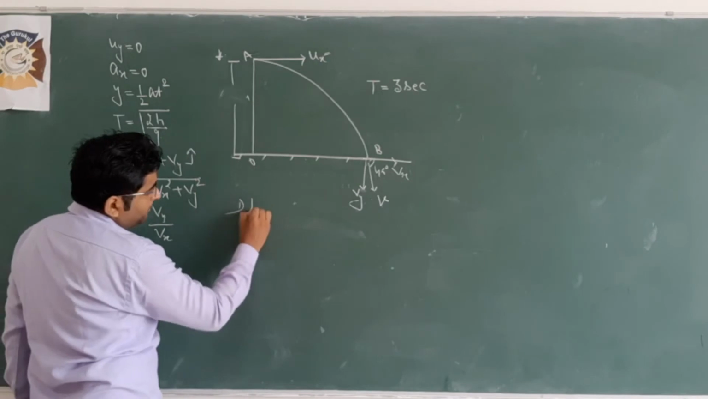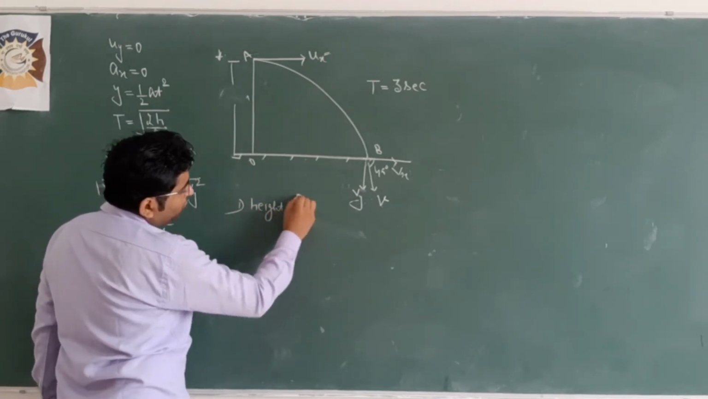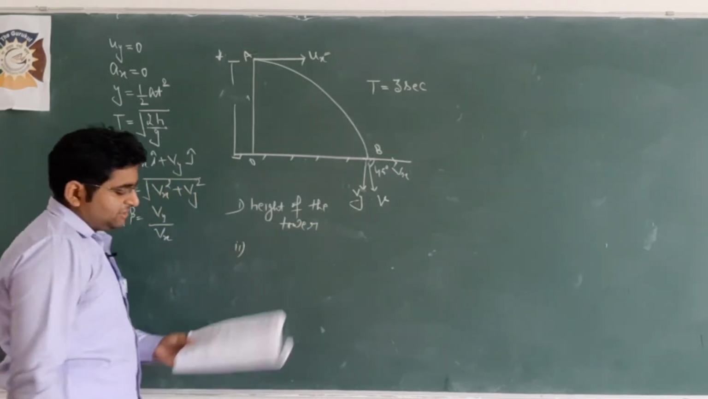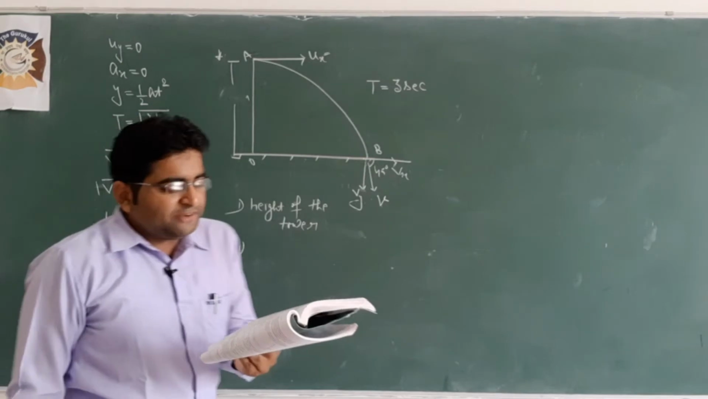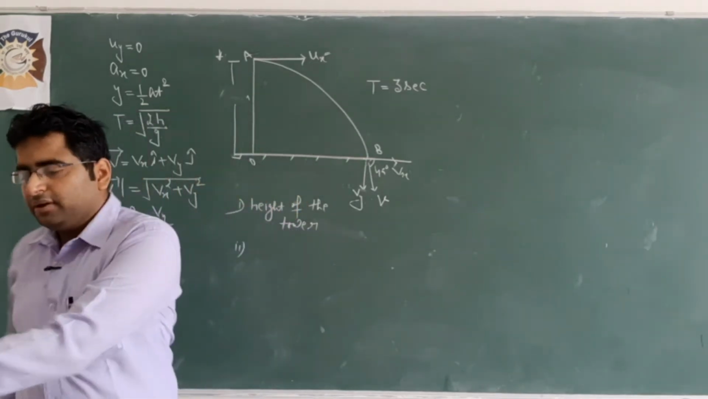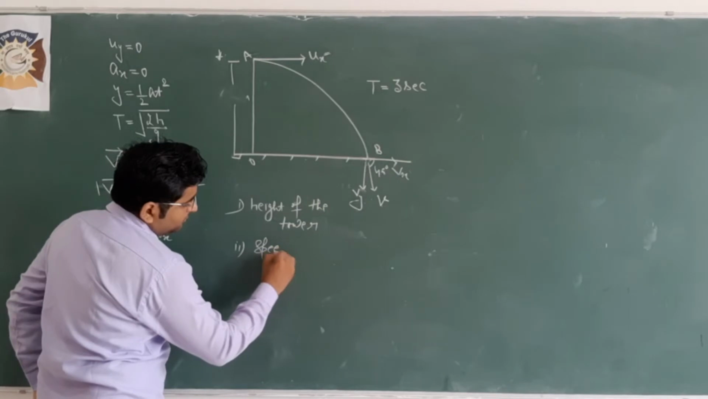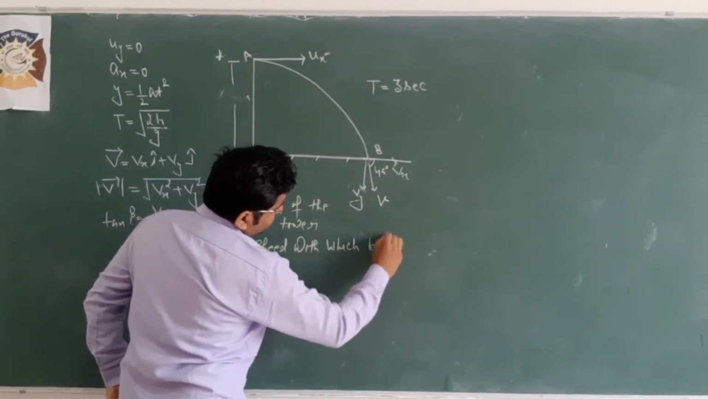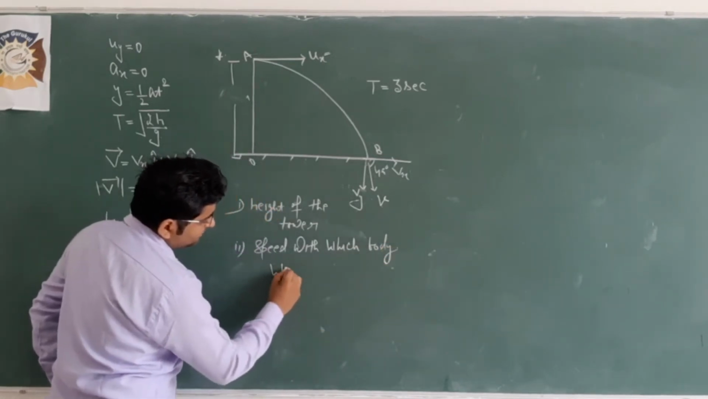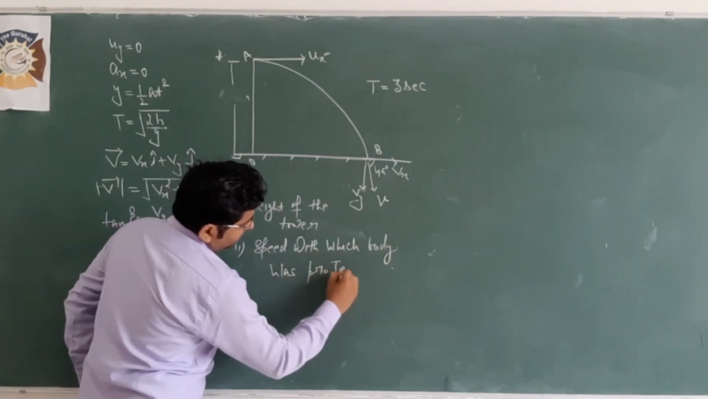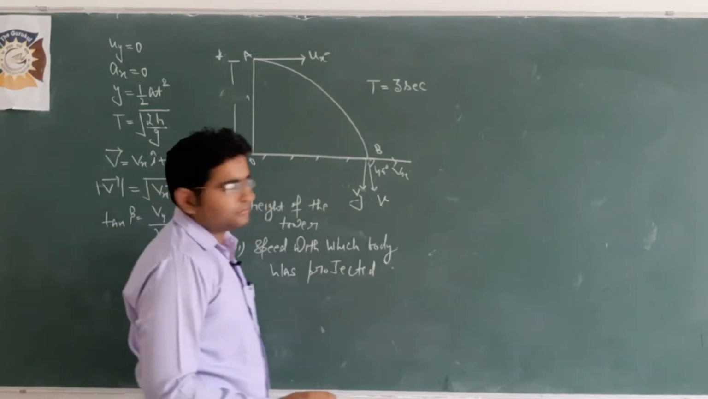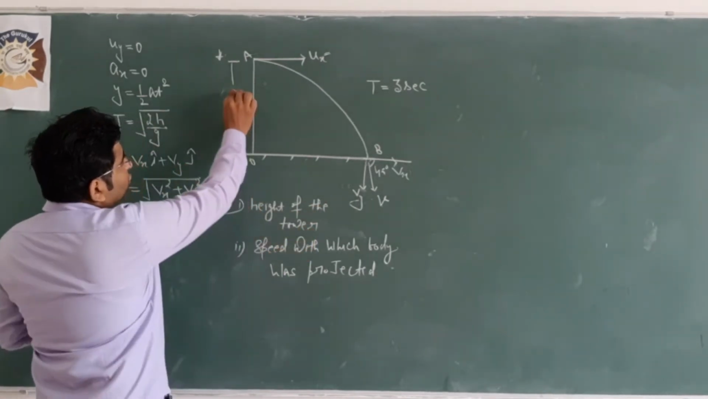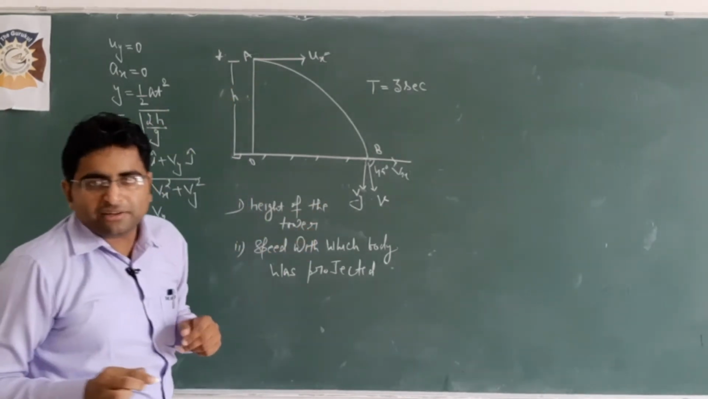First, the height of the tower. Second, the speed with which the body was projected. So beta, first question, height of the tower. So suppose this is h. So we have to calculate the value of h.